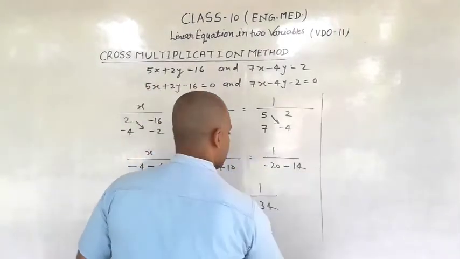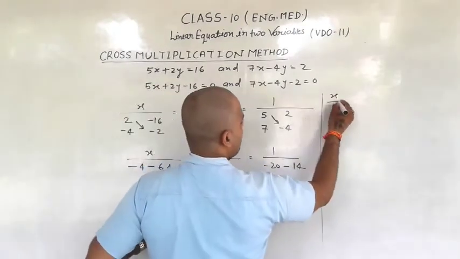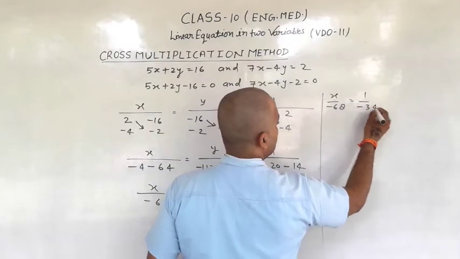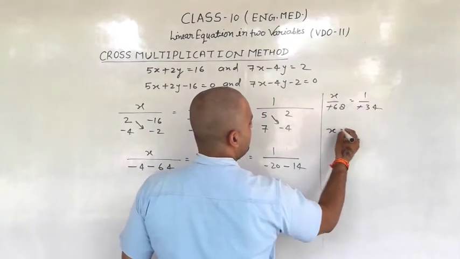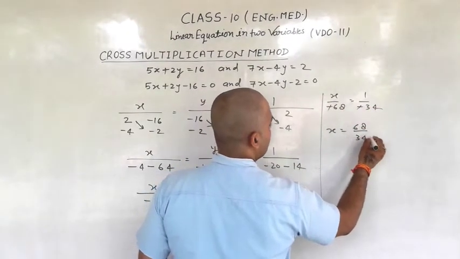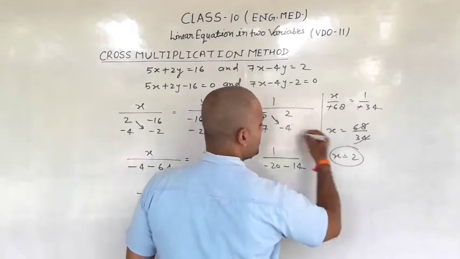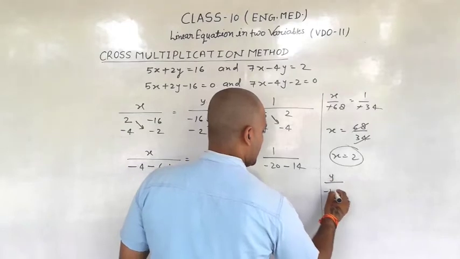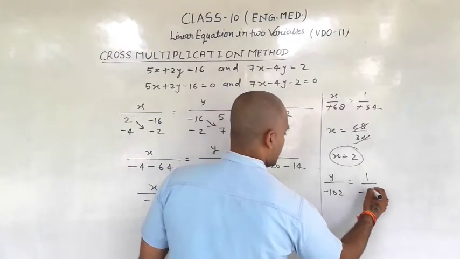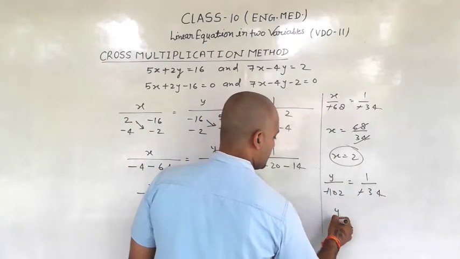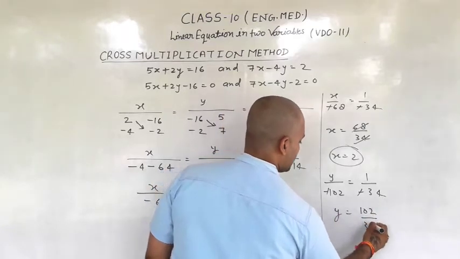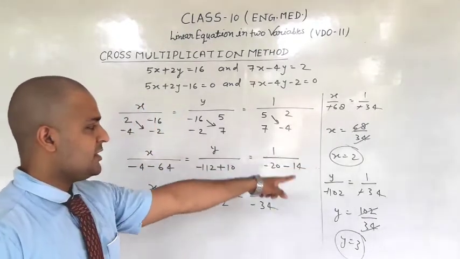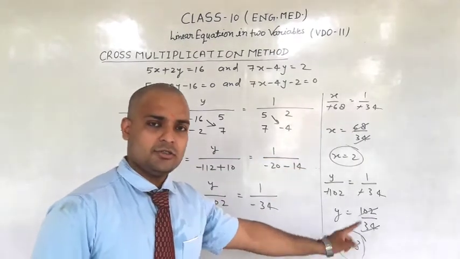Let's see. x upon minus 68 equals 1 upon minus 34, so the minus signs cancel, 68 upon 34, and x equals 2. Now y upon minus 102 equals 1 upon minus 34, so 102 upon 34, and y equals 3. That is the solution: x equals 2 and y equals 3.